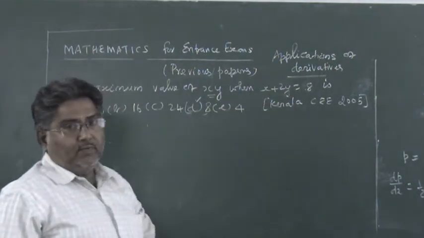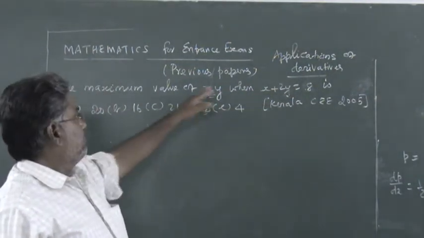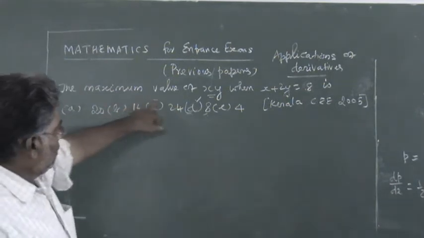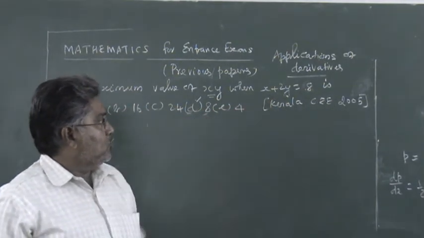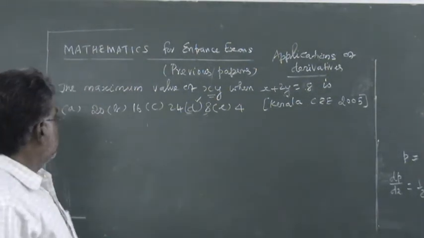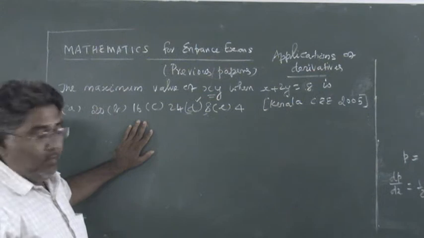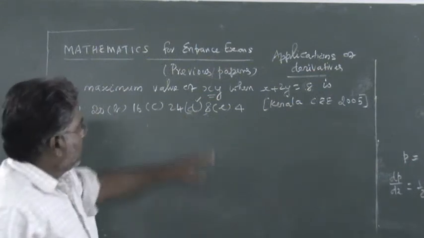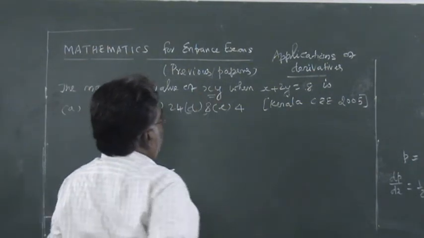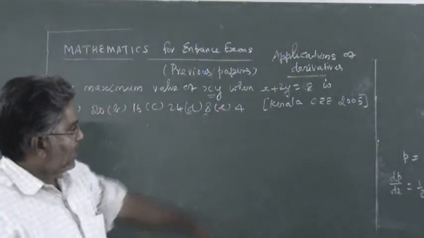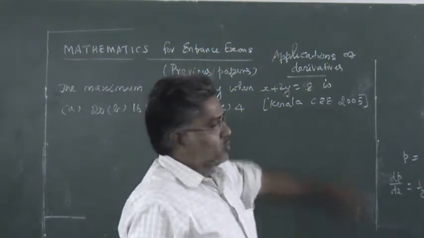Topic: applications of derivatives, previous papers. The maximum value of xy when x plus 2y is equal to 8 is: option A 20, option B 16, option C 24, option D 8, option E 4. Kerala CEE 2005.